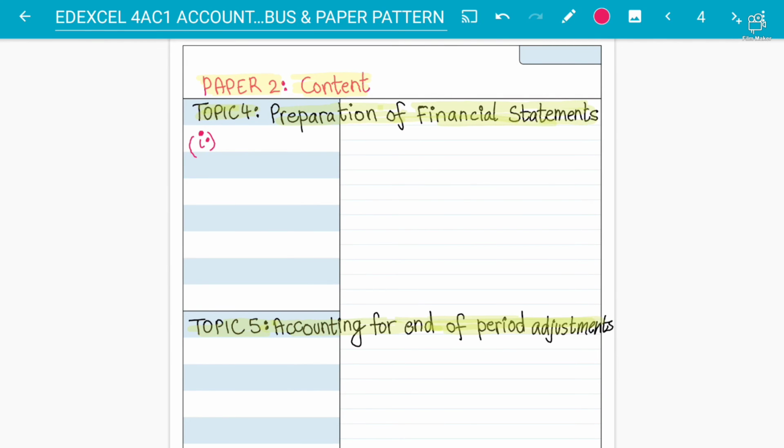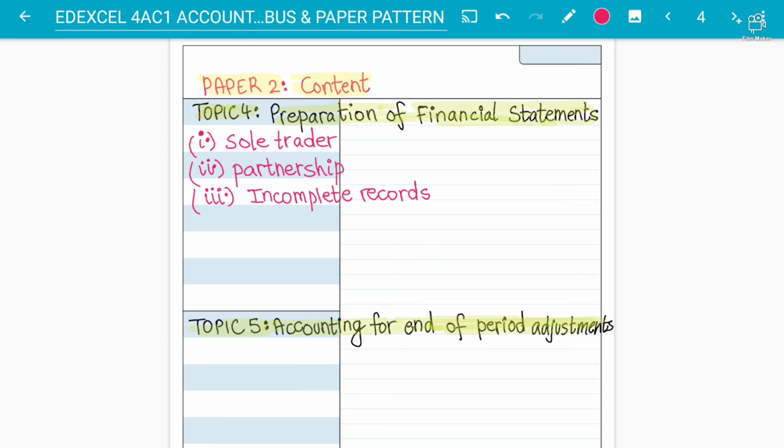So when we talk about topic number 4, that is basically preparation of financial statements, you must know about the sole trader income statement, which is now called the statement of profit and loss. You must know about partnerships: balance sheet and income statement, current account, capital account, and appropriation account. So partnerships must be done. For sole traders and partnerships you have to do incomplete records, when the business does not maintain complete accounting records and some items are missing or theft has occurred.